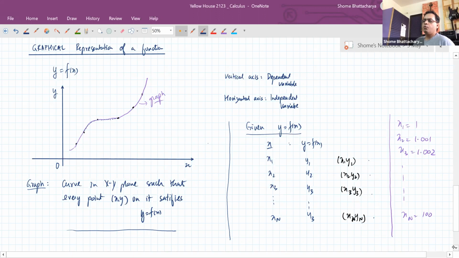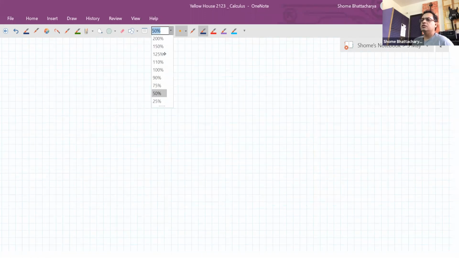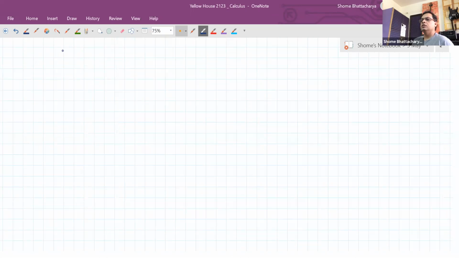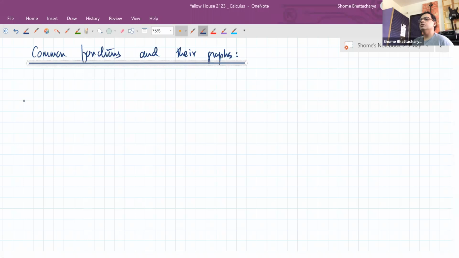So let's look at some common shapes of graphs which we are going to encounter in physics. Common functions and their graphs. Though it's a very simple function, the first one I'm taking is going to be pretty often used in physics, and that is a linear function.